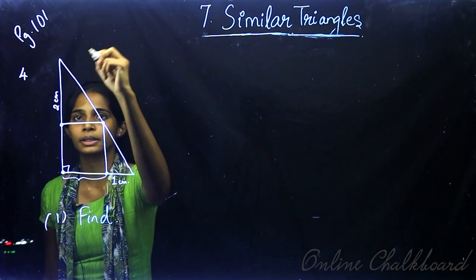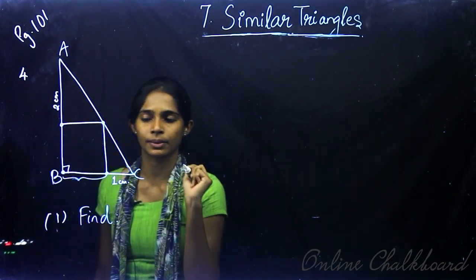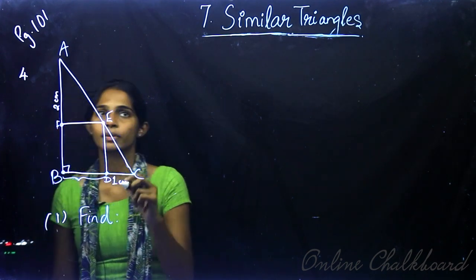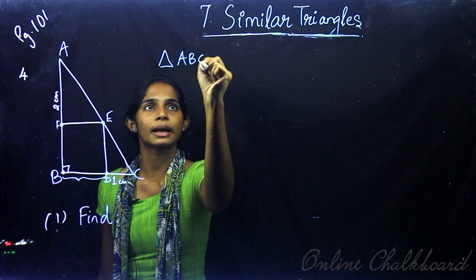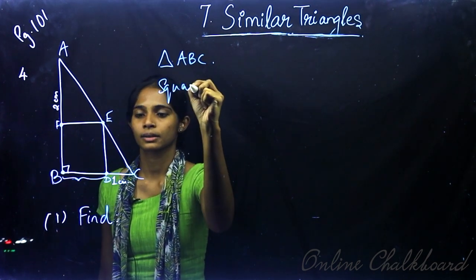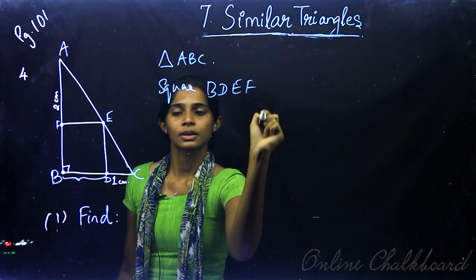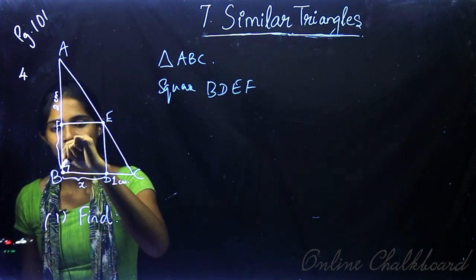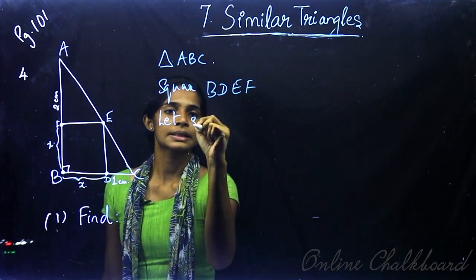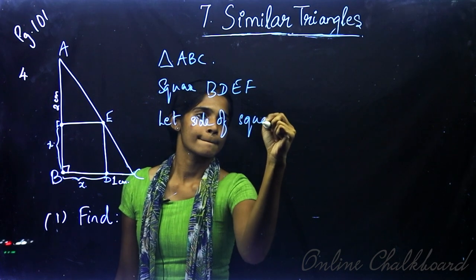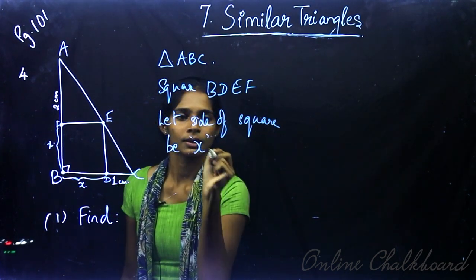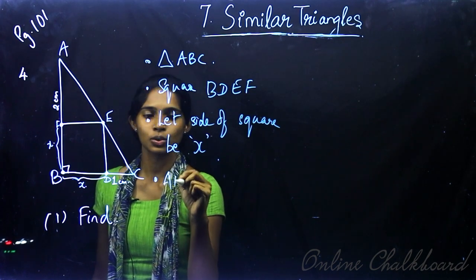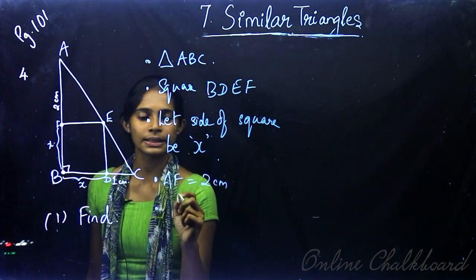Now, we will see the figure. We will name the triangle. I am naming the triangle as ABC, and the square as BDEF. So we have triangle ABC, which is the right triangle, and we have square BDEF. We will take the side length of the square as X. So this is X, this is also X. Let the side of the square be X. We are given two things: AF is 2 centimeters and DC is 1 centimeter.